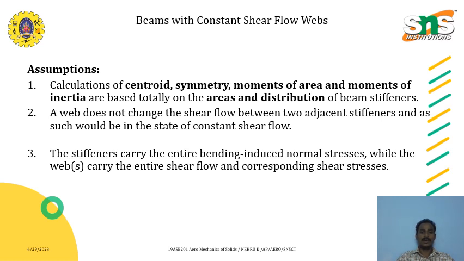So these are the things we have to keep in mind while solving for shear center and shear flow. The calculation of centroid, symmetry, moment of area, and moment of inertia are based totally on the area and distribution of the beam stiffeners. So how much stiffness it has, and the web does not change the shear flow between two adjacent stiffeners, and as such would be in a state of constant shear flow. The stiffeners carry the entire beam bending normal stresses, while the web carries the entire shear flow and corresponding shear stresses. So this is a reminder while solving the problem.